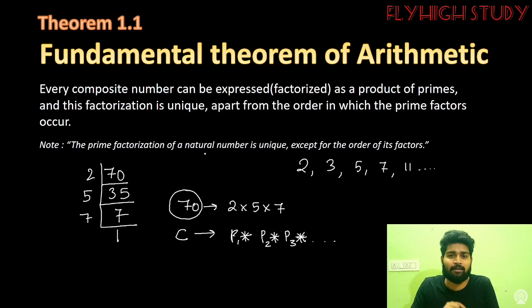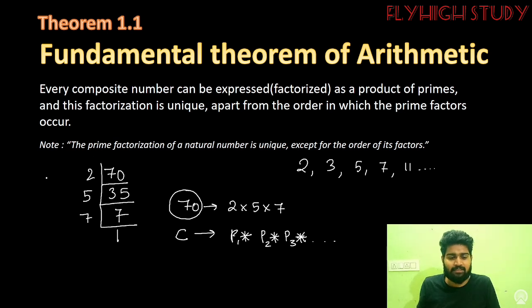It should not be a prime number. Okay. You take any composite number, and when you do prime factorization, you can express that number as a product of prime numbers. Still you did not understand?